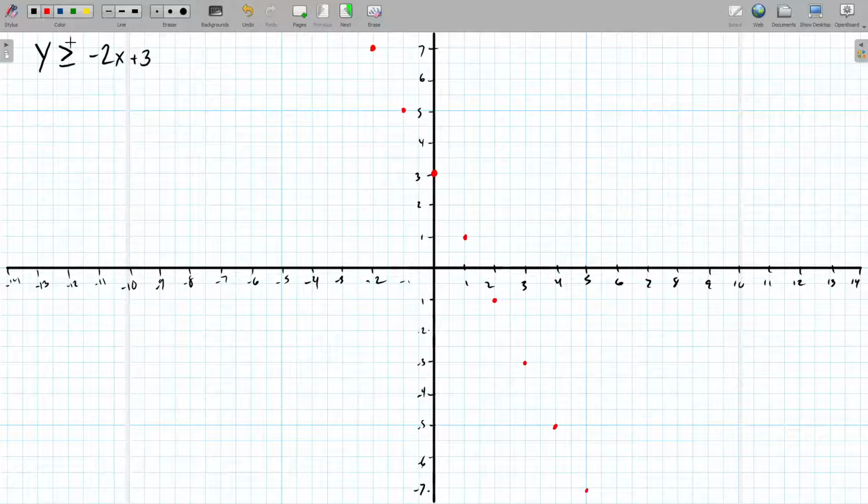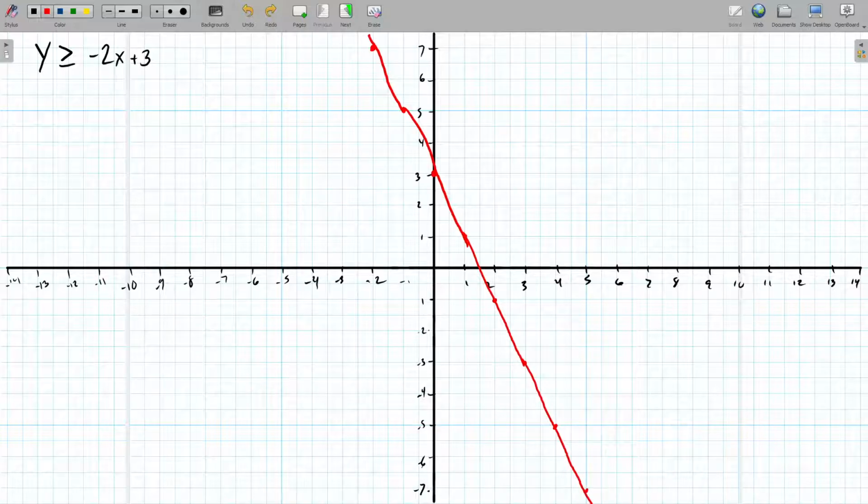Again, this is greater than or equal to. So we're going to do what we've been doing and draw a solid line, connecting all of the points using a straight edge if we have one. There we go. And now this is greater than.